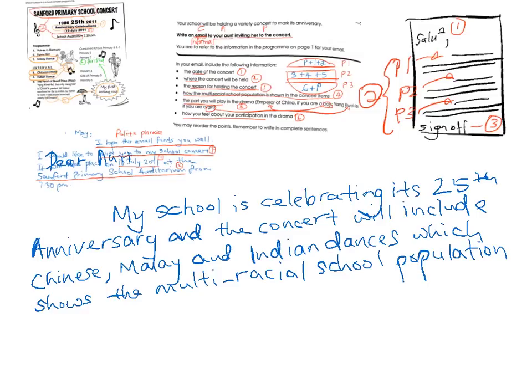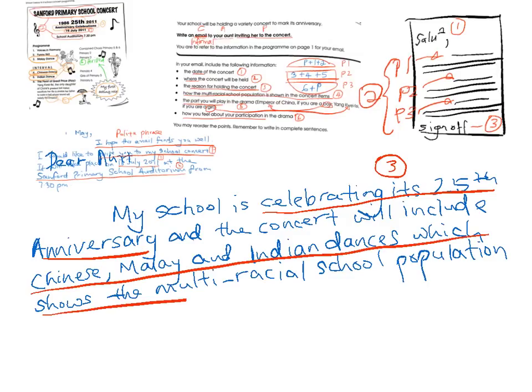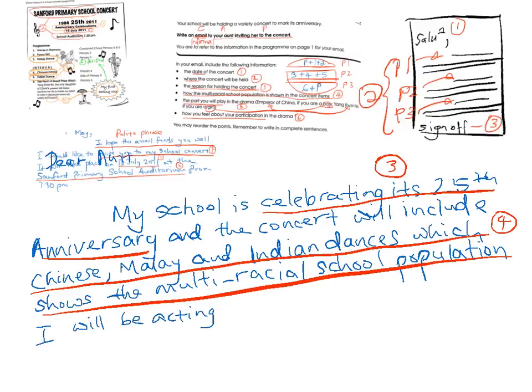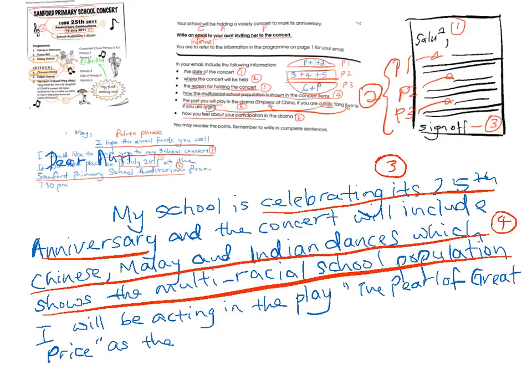Again, let me highlight the content points. So far, I have celebrating its 25th anniversary as my point number 3. Right, and Chinese, Malay, and Indian dancers shows the multiracial school population as point number 4. And I have one final point to go to end paragraph 2. I will be acting in the play, and I need to give the name of the play, open inverted commas, The Pearl of Great Price, as the emperor, since I am the boy, full stop.